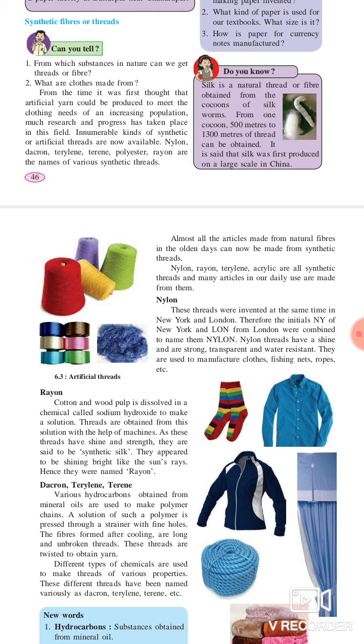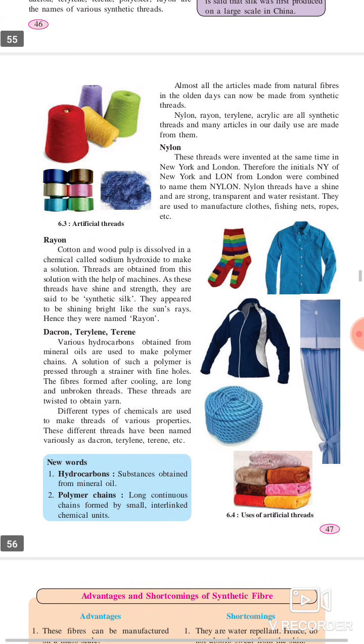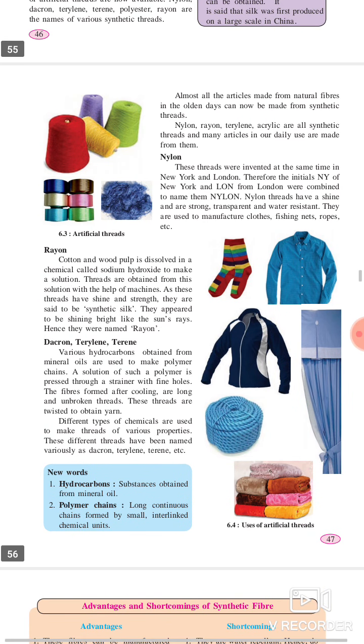So to make that sufficient quantity of the cloth and fiber, scientists have made different types of synthetic fiber. Now they are polyester, rayon, terylene, Dacron, nylon. These are the synthetic fibers. Almost all the articles made from the natural fiber in old days can now be made from the synthetic thread.